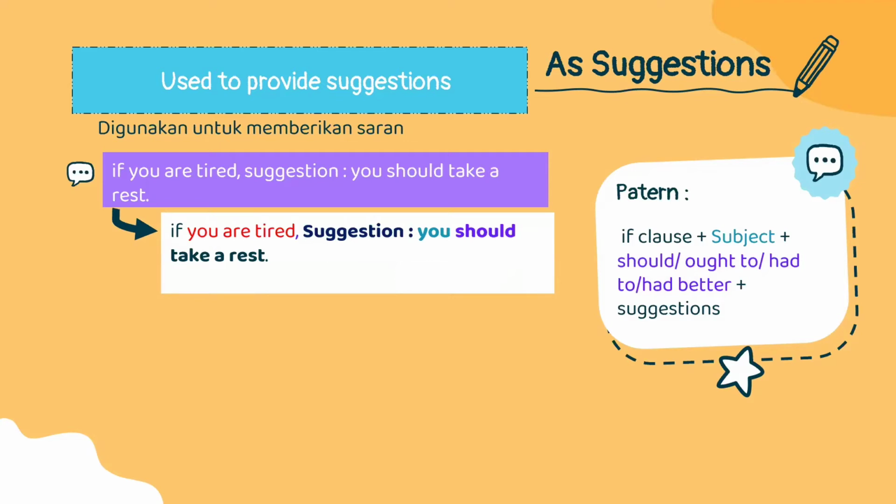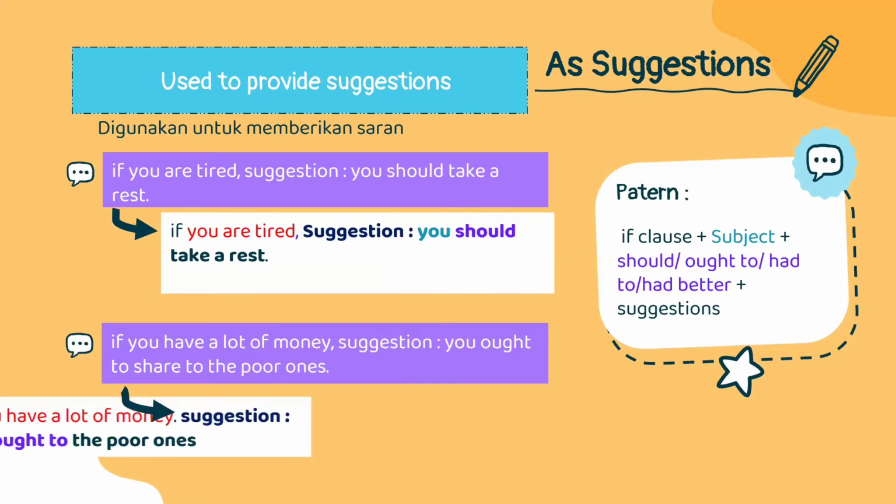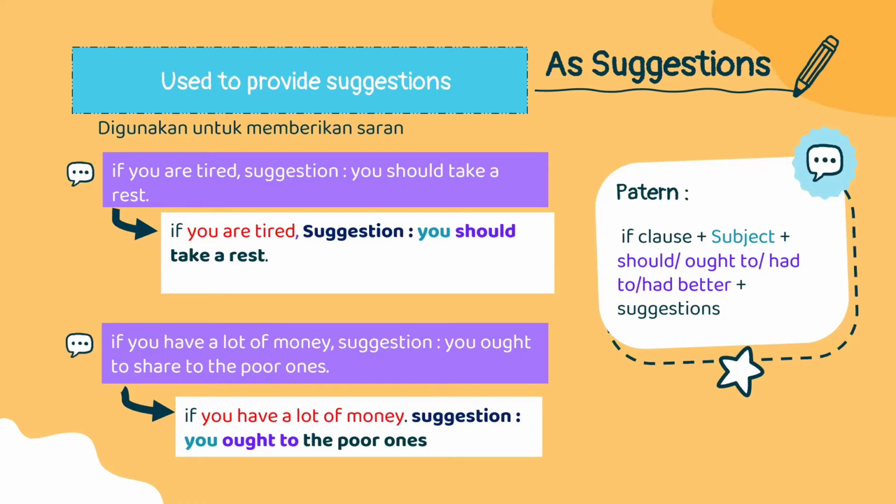If you are tired, if clause, subject you, should plus suggestion is take a rest. Okay, example again. If you have a lot of money, suggestion, you ought to share to the poor ones. If you have a lot of money is the if clause. Suggestion, you is the subject, ought to, the poor ones is the suggestion.